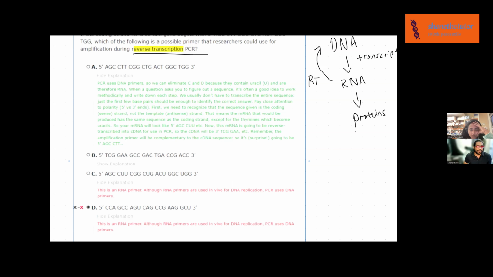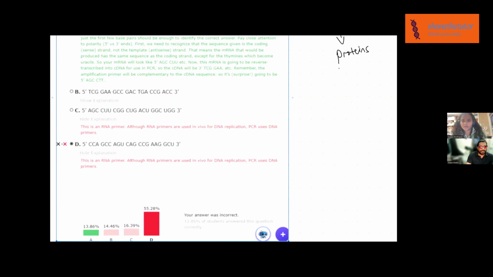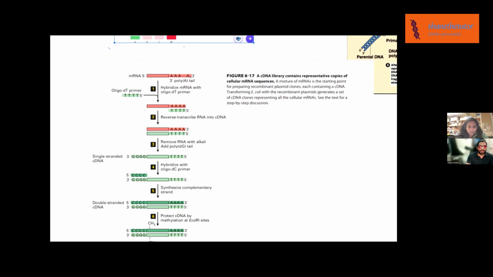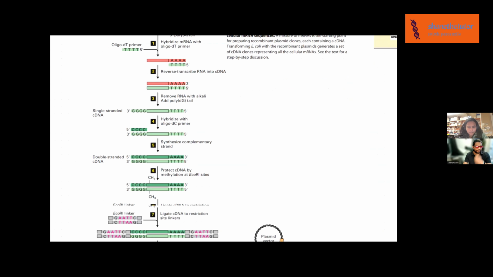Now the mRNA is going to be reverse transcribed into cDNA for use in PCR. And so the cDNA will be 3', and so on. Remember the amplification primer will be complementary to the cDNA sequence. So it's going to be, and so on. Okay. So here we have an example of the RT-PCR to be making cDNA.